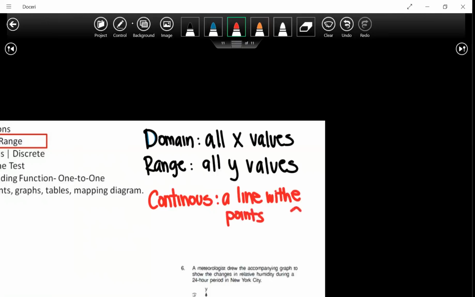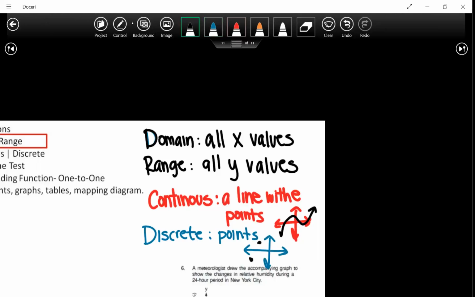And I'm going to go ahead and just draw a quick little graph of it. It's going to look something like this. We can just graph it without picking up a pencil. And then discrete is points. And I'll do another small one, and it's going to look something like this. So continuous and discrete are very key and crucial for those.